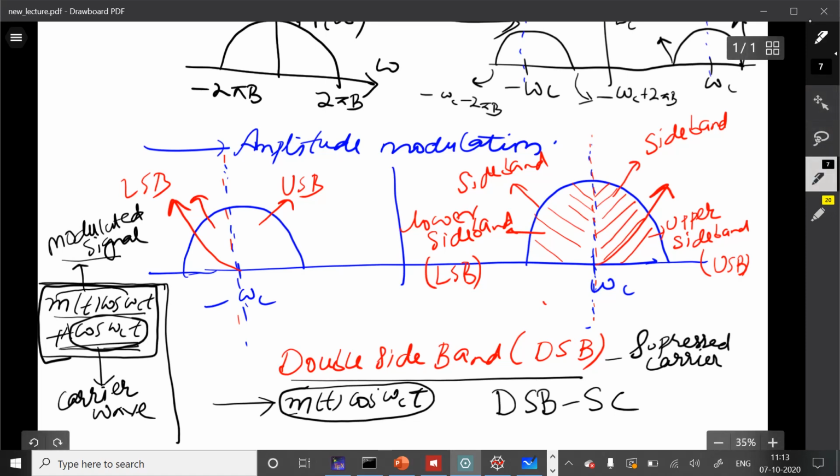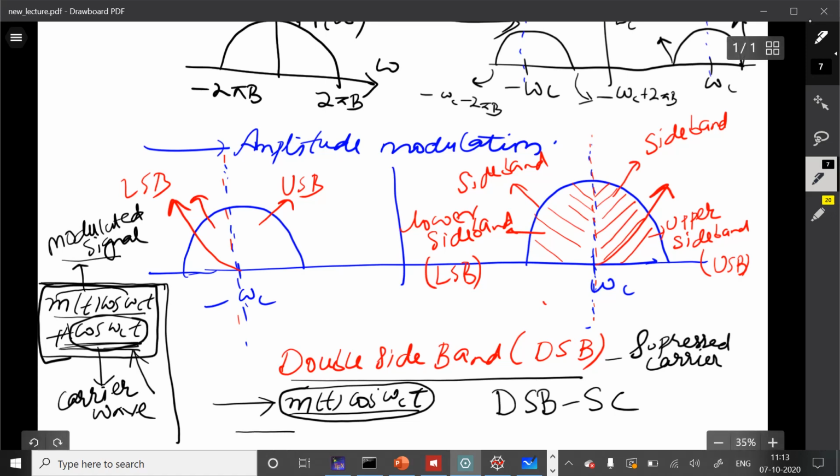It's only m of t cos omega ct, as compared to the part on the lower left hand side, where there is another type of modulation which we will study later, where a separate carrier part is also available. So in this case which we have studied today, the carrier is suppressed. There is no carrier term, so we call it double sideband suppressed carrier. And how to generate it we will see next lecture, but we have a clue here.